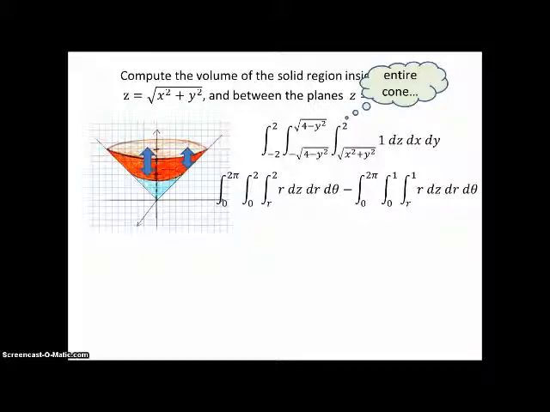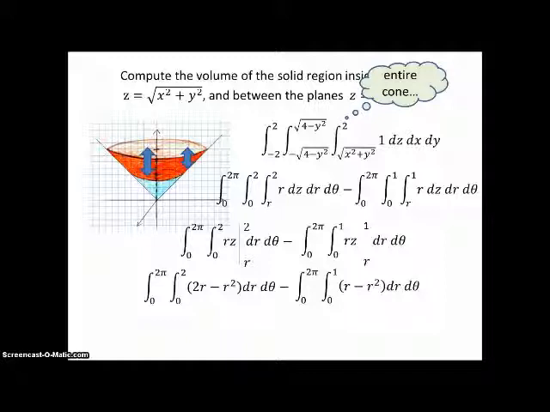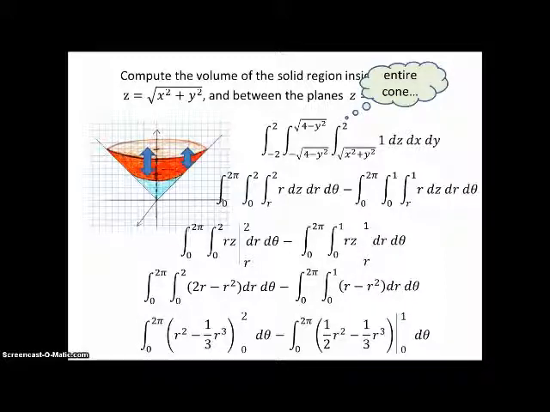So for the blue part of the cone, the only changes are that z is now going from r to 1, and the radius is only going from 0 to 1. So let's evaluate those integrals. Integrating with respect to z, we get rz, and then we substitute our limits. And then integrating with respect to r, we get this.